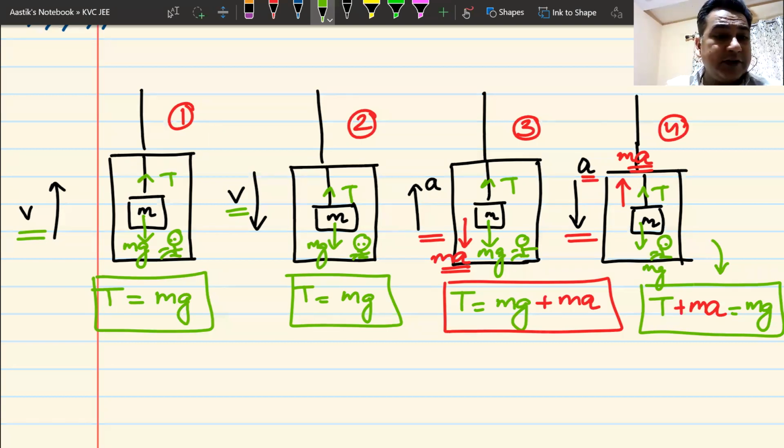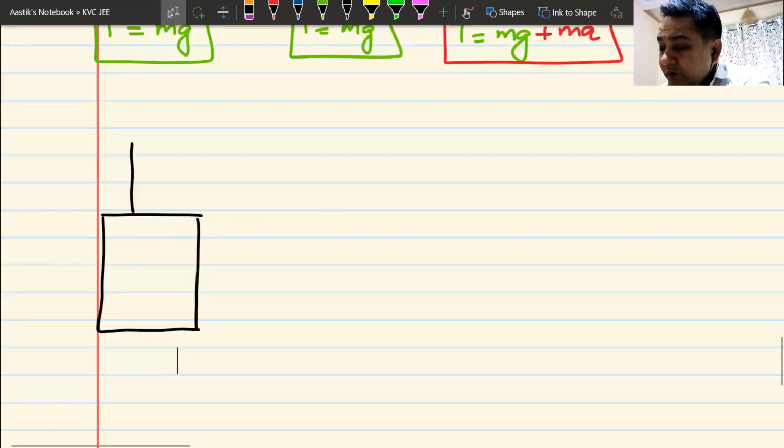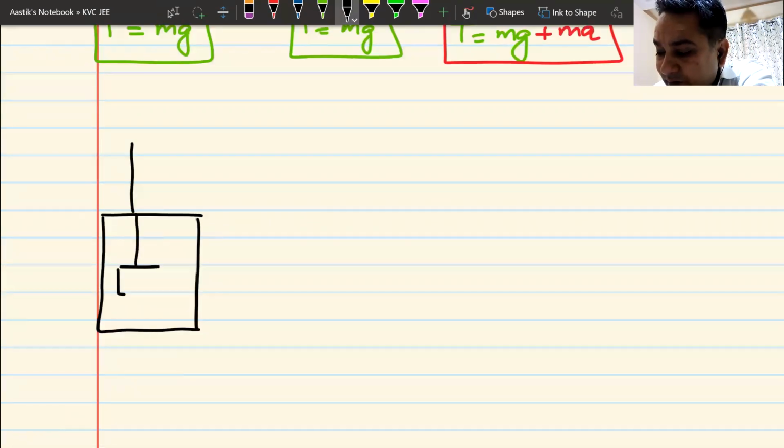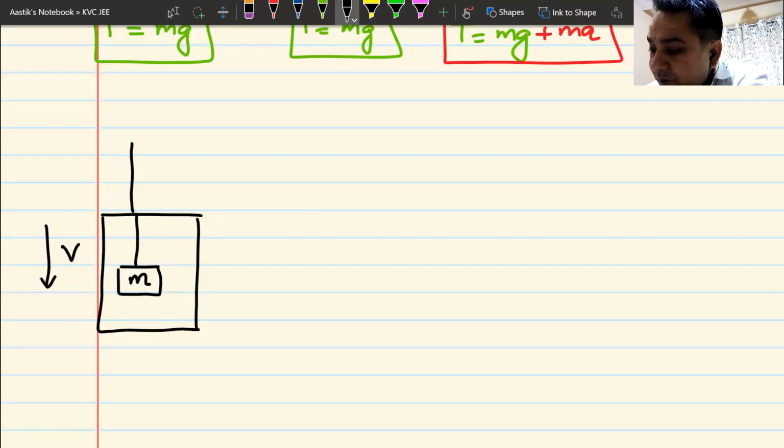Okay. We'll do one more example here today before winding up the class. One more example on pseudo force, where I would be asking you to draw the diagram from the non-inertial frame and write the equation from the non-inertial frame. I will not draw the green gentleman because I know that you have to draw it from the green gentleman's point of view. In the first case, it is moving downward with a uniform velocity.